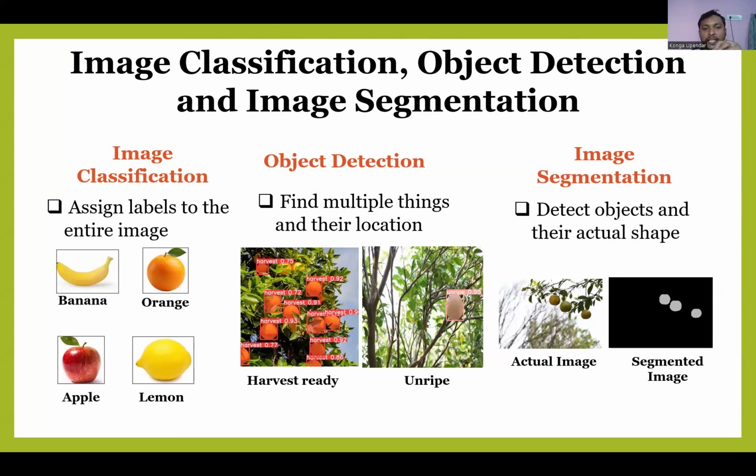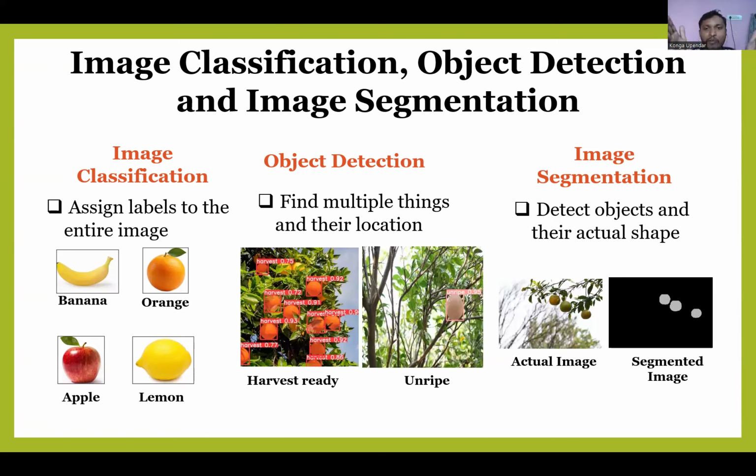Our objective is that we go to the orchard field and capture photos of orange citrus trees with a drone. Our goal is to count the fruits and also find out how many ripening fruits and how many unripe fruits are there in a given tree. So we went for the object detection problem. In a tree, we have harvested fruits and also unripe fruits.